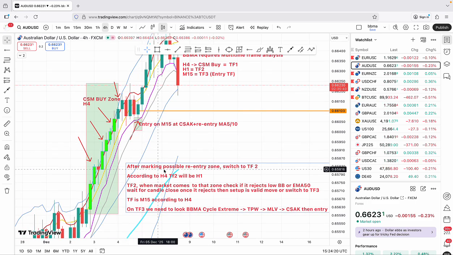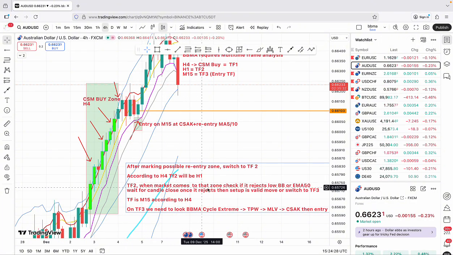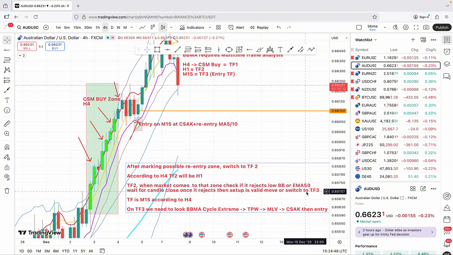After marking the possible re-entry zone, switch to time frame 2. According to H4, time frame 2 will be H1. In time frame 2, when market comes to that zone, check if it rejects low BB or EMA 50, low BB or top BB. Top BB in case of sell and low BB in case of buy. When you see rejection at low BB or top BB or EMA 50, wait for candle closing. Once it rejects, then the setup is valid. Switch to time frame 3.